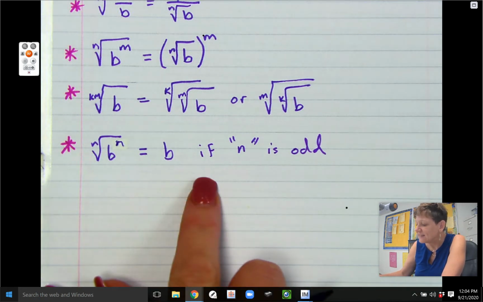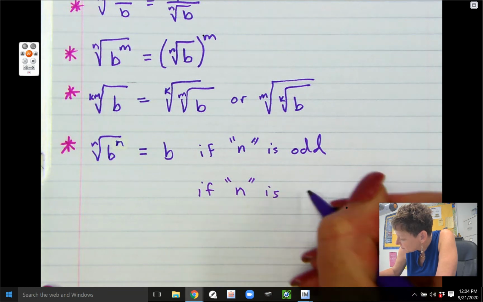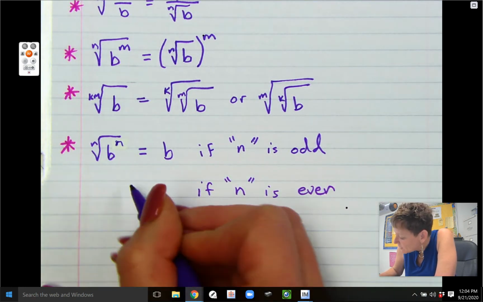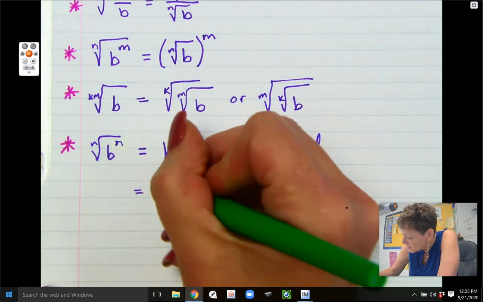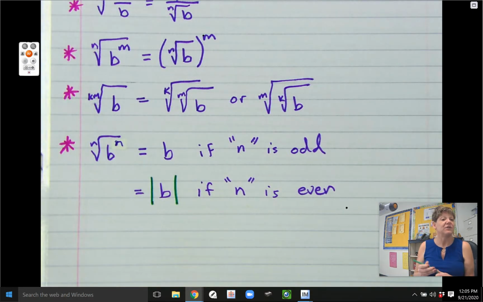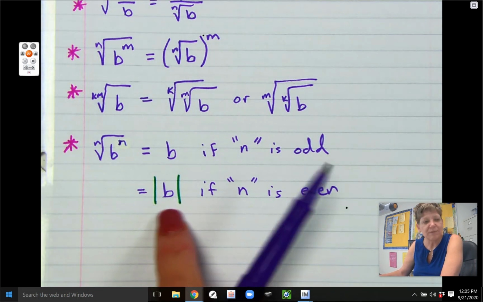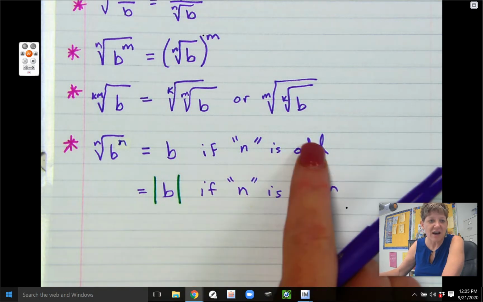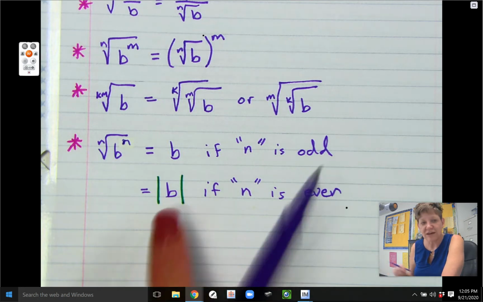If our index is even, what happens is we actually need absolute value bars around that b. It's actually the absolute value of b because it's forced to be positive. So in order to take a square root, that value in there needs to be positive in order to do a 4th root, a 6th root, etc. So this has to be the absolute value of b. When it's odd, you can have a negative, but when it's even, you can't. So it has to be the absolute value of b.